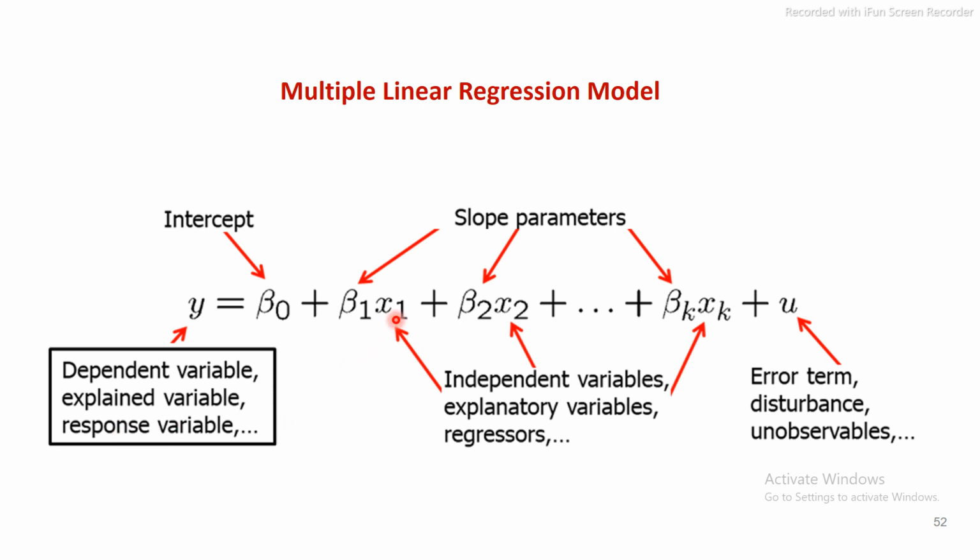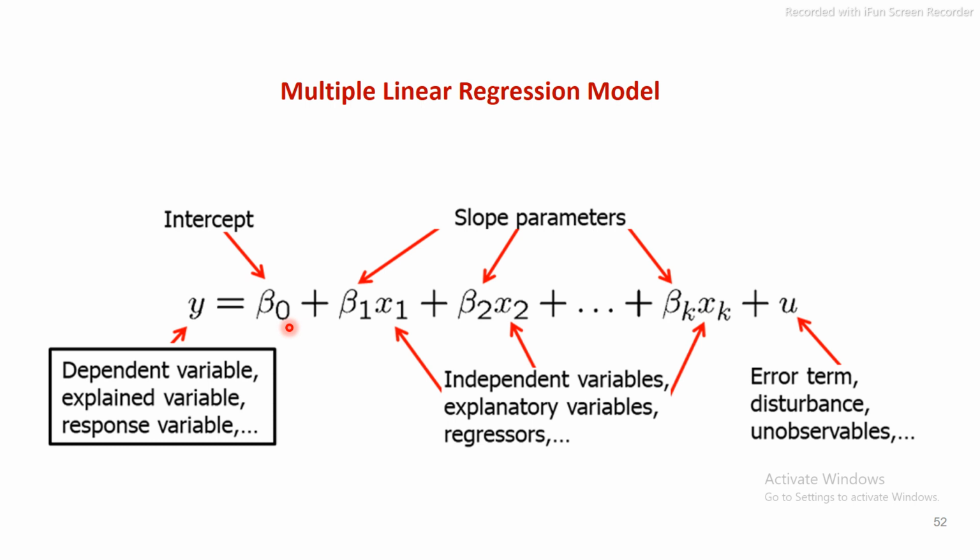Similarly, independent variables, let's say here x1, x2 up to xk. They are also called explanatory variables or regressors, so don't get confused if these terms are there. And there is something called error term, disturbance, unobservables. These are some of the terms which are used for error. And this is your intercept.